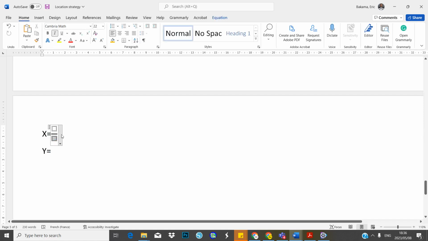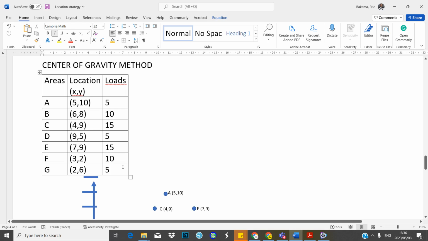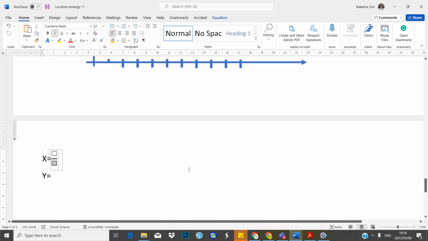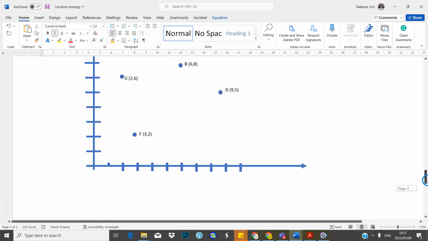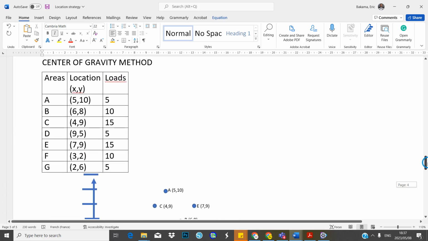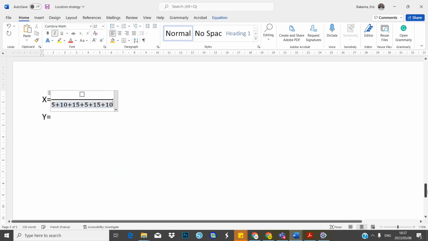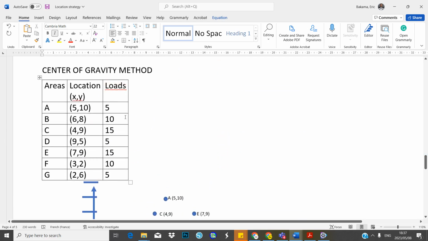Down here, you will put the sum of all your loads, which means these are the units that are being moved from one place to another. This is what you get on the numerator. So I'll get 5 plus 10 plus 15 plus 5 plus 15 plus 10, then plus 5, plus 10, then plus 5. These values that I've taken here are just the loads that I have here.